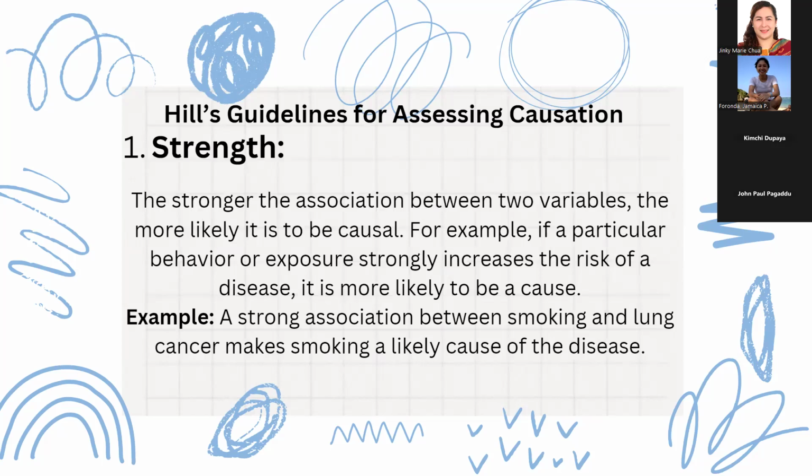Kung stronger yung ating association sa pagitan ng ating dalawang variable, mas mataas yung possibility na may causal relationship sila. So halimbawa, kung yung pag-increase ng isang risk factor ay nagdudulot sa pag-increase ng sakit, it is more likely to be the cause. So dito sa example, a strong association between smoking and lung cancer makes smoking a likely cause of the disease.